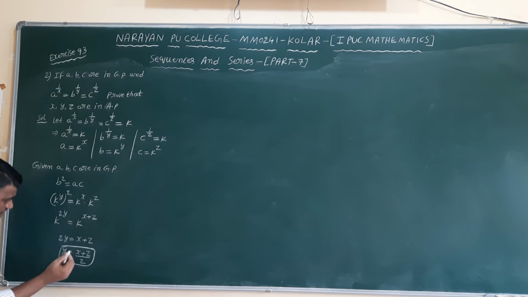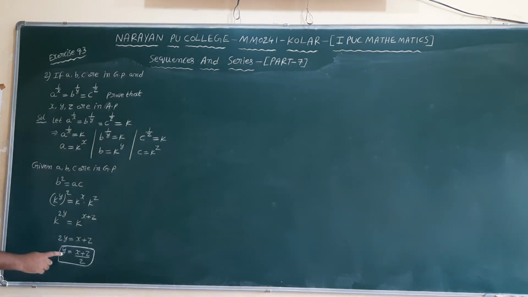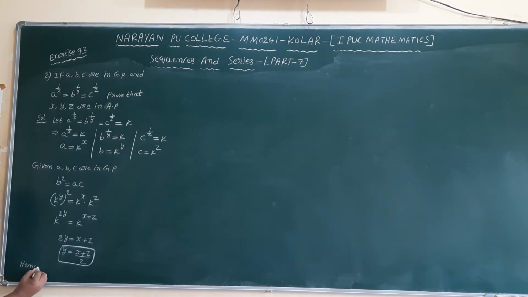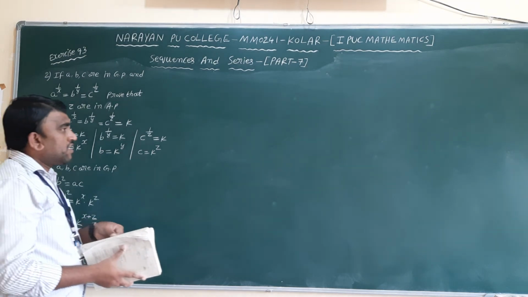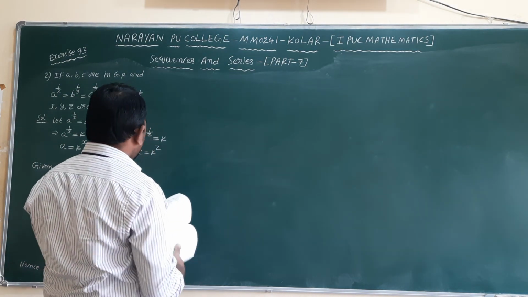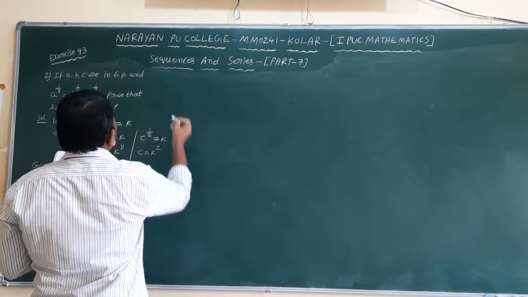We have the formula: A, B, C are in AP, then B equal to (A plus C) by 2. In the same manner, hence x, y, z are in AP. From the above expression we can say these three terms are in arithmetic progression. So, next example.